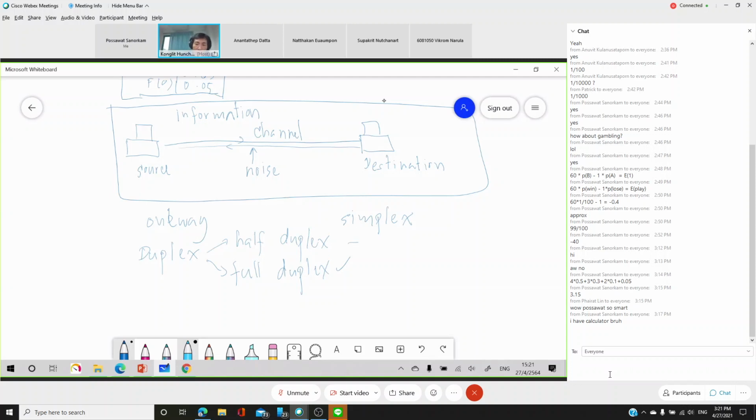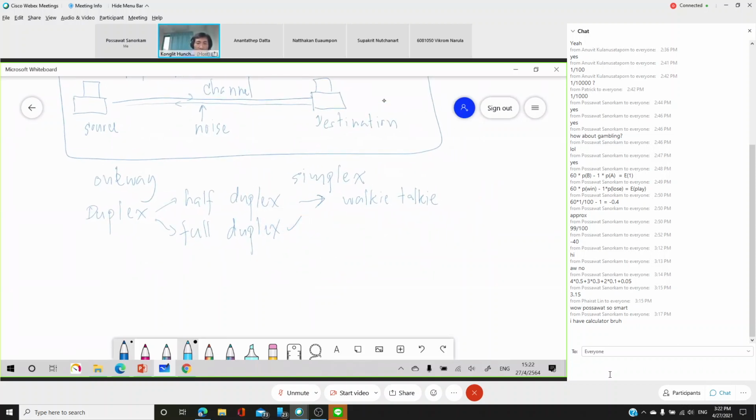For half duplex, you could think about the walkie-talkie, like the police radio. When he speaks and finishes speaking, you have to give a signal to let the other person speak. In Thai, it's called something like that.